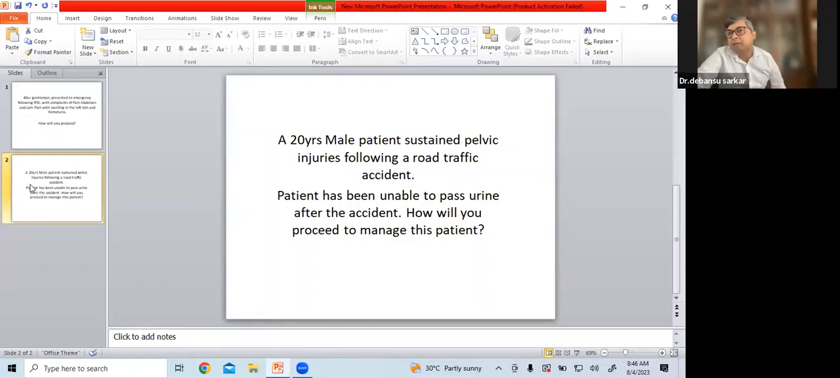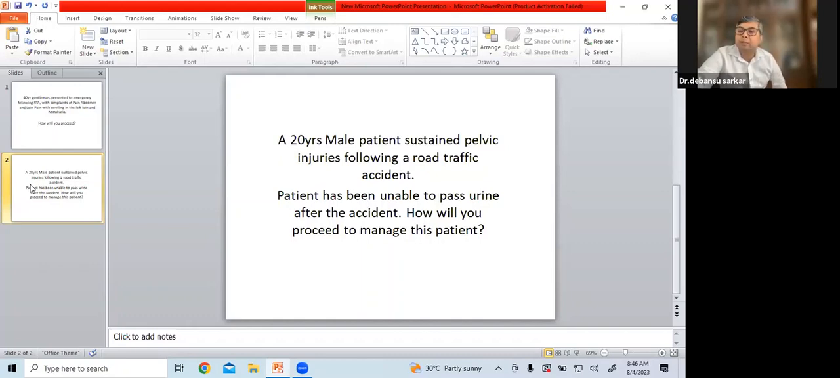And if I find any difficulty, I'll not push. If the catheter goes very easily, fine. Otherwise, I'll not push. I'll put a suprapubic catheter in this patient. If he's working in a tertiary care center hospital, he should say, I'll do an X-ray, look for the pelvic stability, stable fracture. I'll do a retrograde urethrogram.